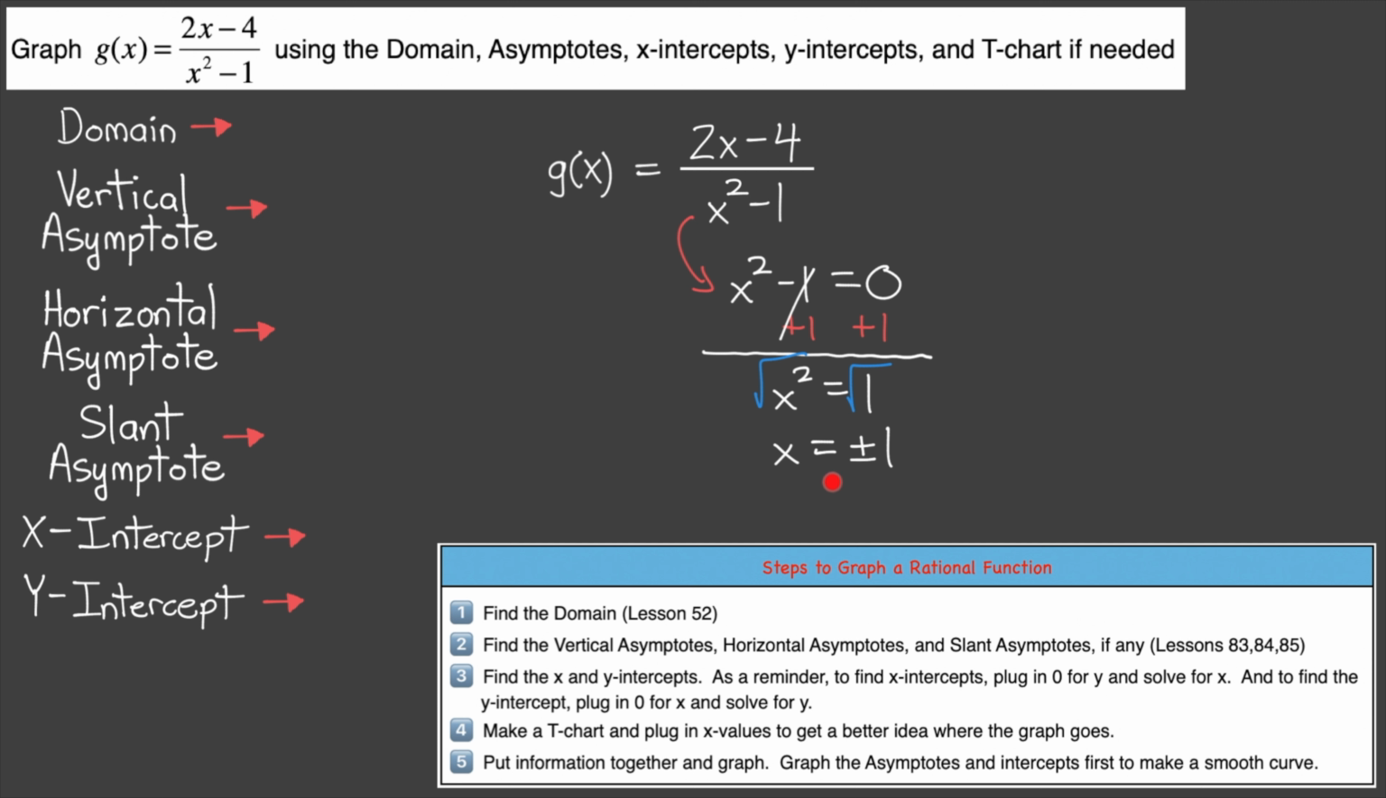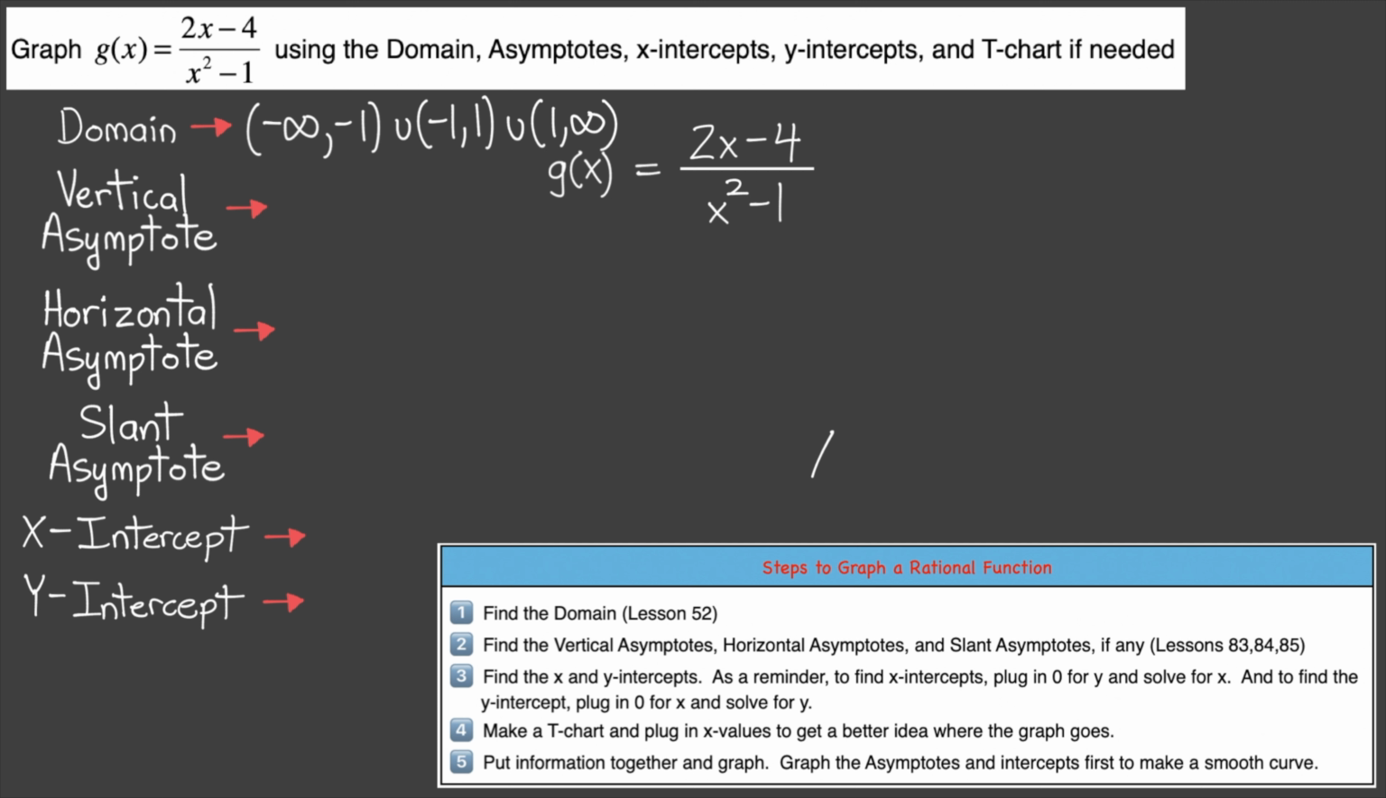All right, so therefore our function here has restrictions of x is plus or minus 1. So what is our domain then? Our domain is all real numbers except plus or minus 1. So I'm going to write a little slash here. So x cannot equal plus or minus 1. So we're going to write our domain in interval notation: negative infinity to negative 1, negative 1 to 1, and 1 to infinity. All right, so there is our domain.